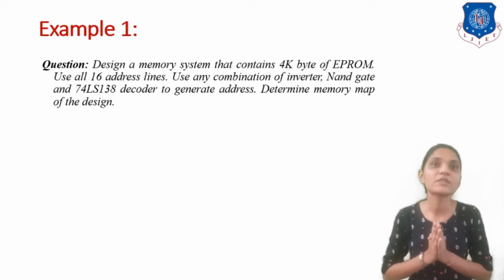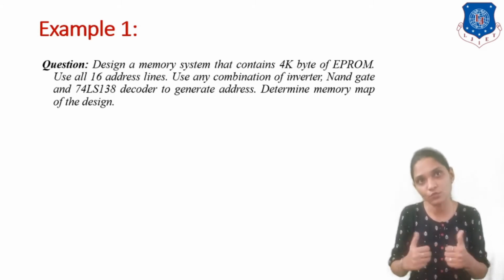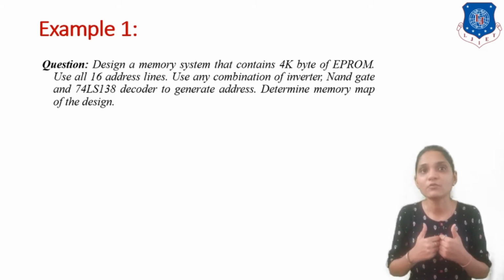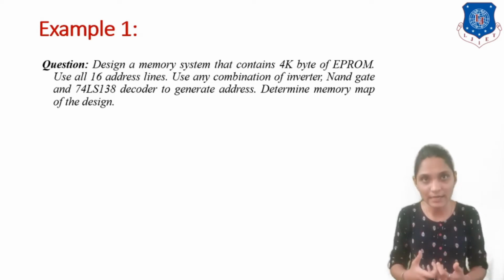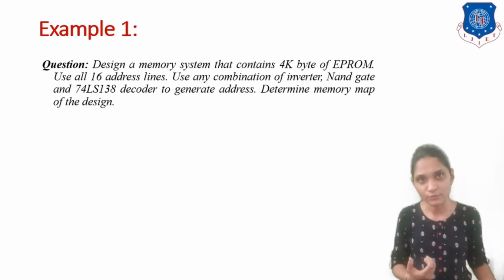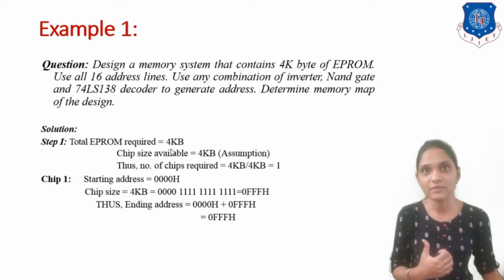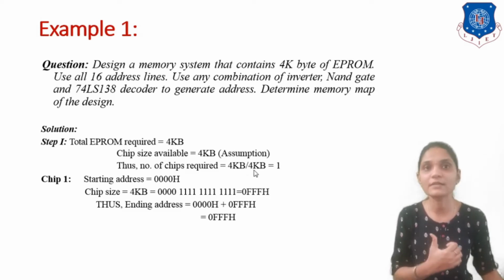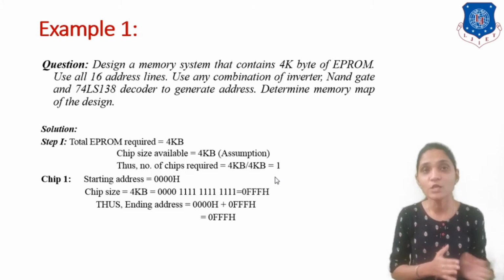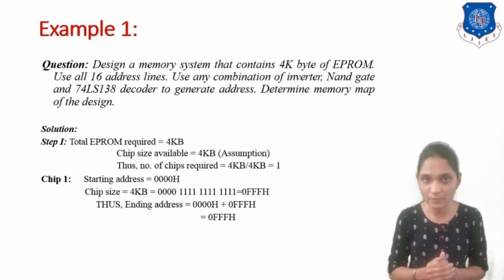Here we are not provided with the starting or ending address for this particular chip. We have only one chip, that is of 4 kilobyte, and 4 kilobyte means we will require the 12 address lines. And we are not provided with the starting or ending address, so we can take it by ourselves. So here 4 kilobyte of size is available and we have to design the memory of 4 kilobyte. So we will require 4 kilobyte divided by 4 kilobyte, that is one chip. By using this one chip of 4 kilobyte we can design the 4 kilobyte memory.